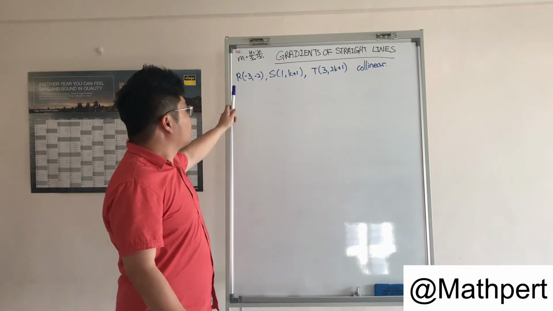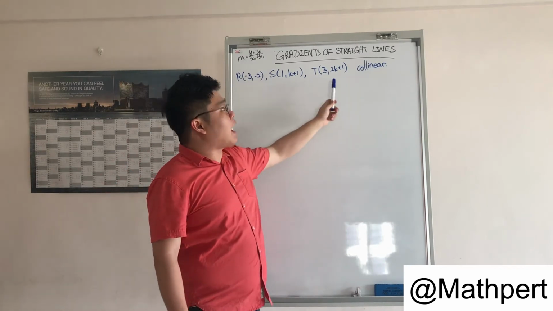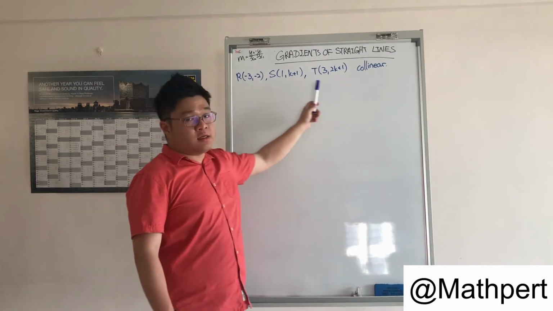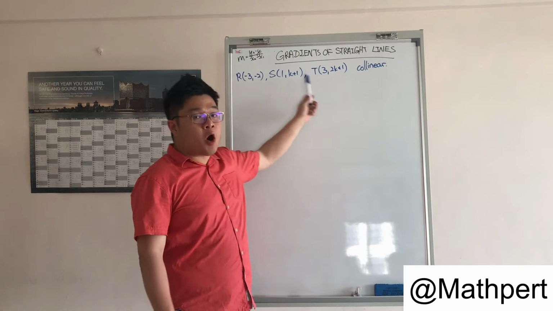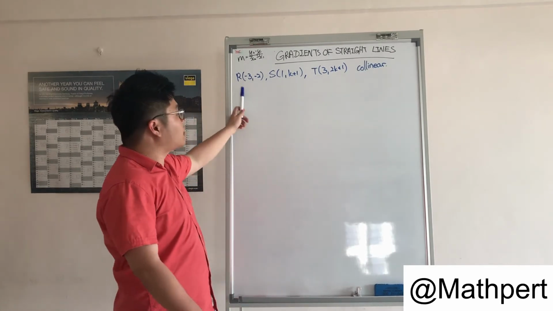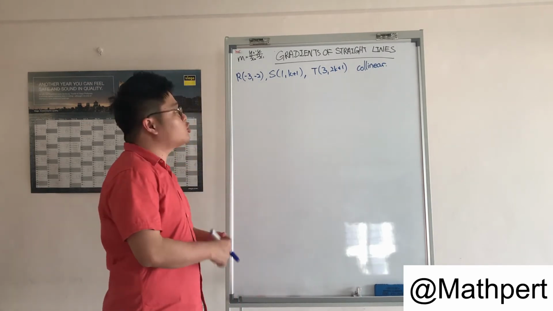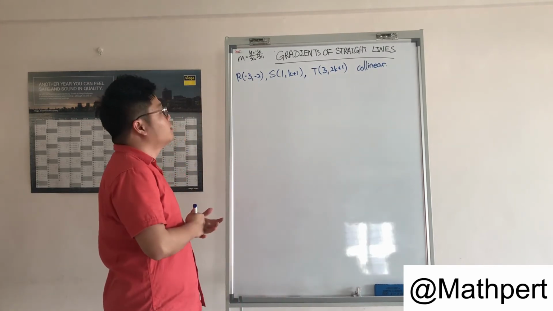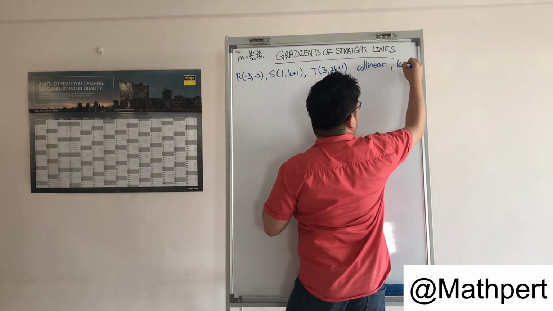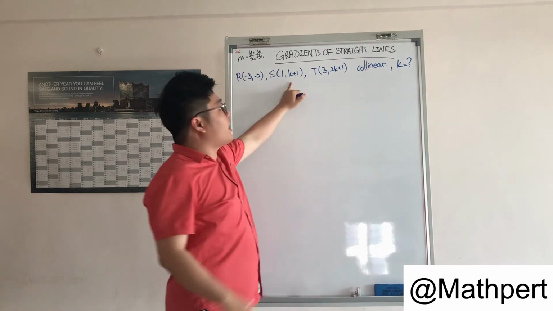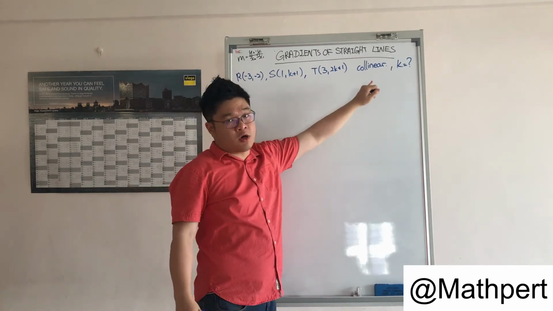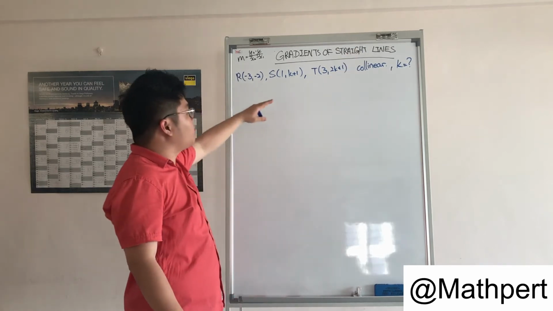Given by the question, R, S, T are collinear. Collinear means RST is a straight line. RST are points on a straight line, meaning they have the same gradient. So these are the coordinates of RST. How will we solve these kinds of questions? We are asked to find the value of K. K over here, K over here. Since RST is collinear in a straight line, they have the same gradient.